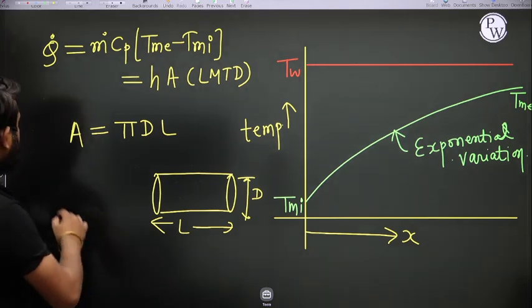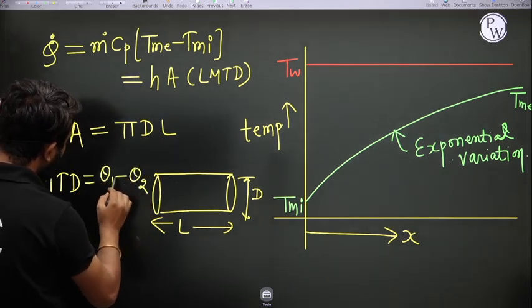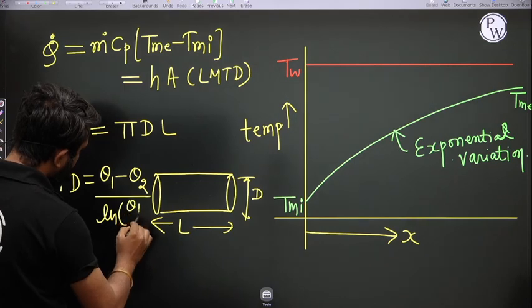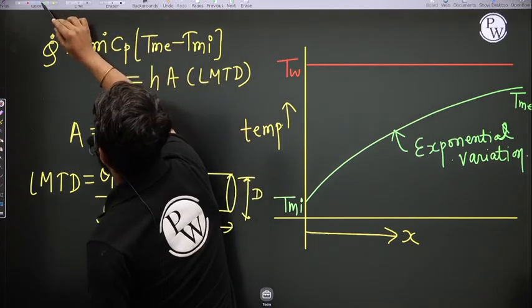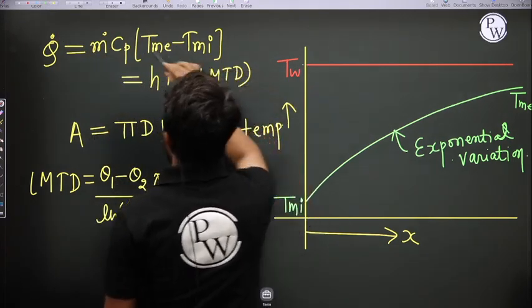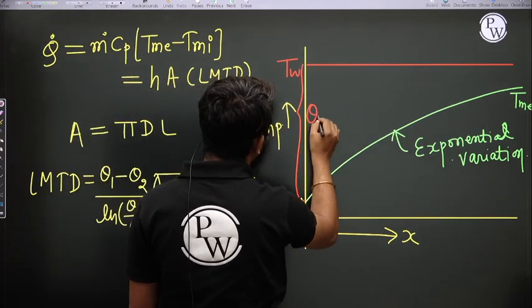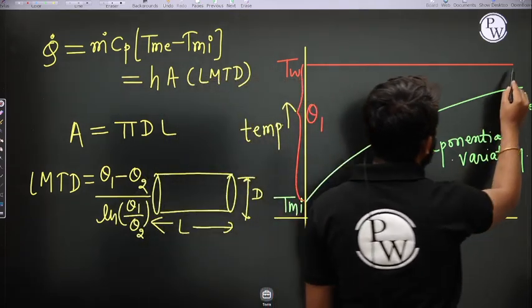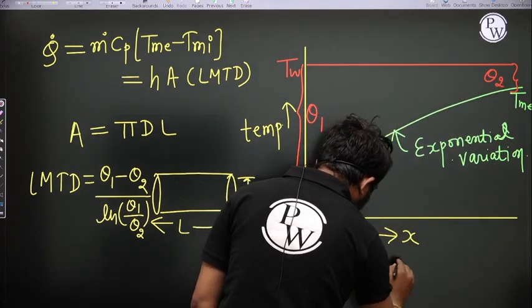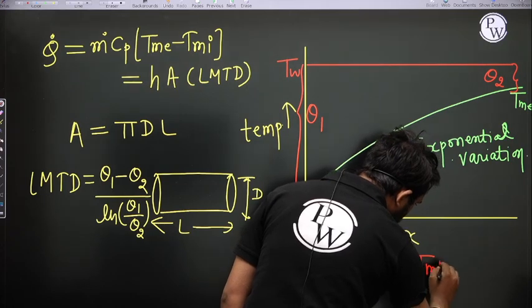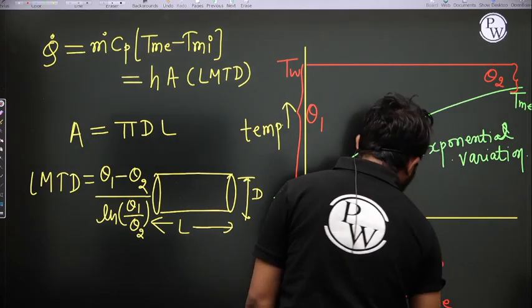And what is LMTD? Now this is important. So this LMTD is equal to theta 1 minus theta 2 divided by natural log theta 1 by theta 2. What is theta 1? This is theta 1. What is theta 2? This is theta 2. So theta 1 is equal to Ts minus Tmi. And theta 2 is Ts minus Tme.